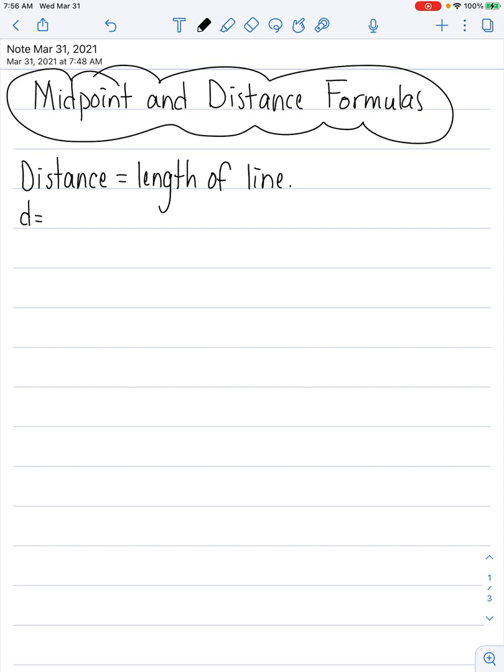Here is your formula. Distance equals, and you're going to draw a large square root symbol. Again, be sure you write exactly what I write. This is a mathematical relationship, so accuracy is important. The square root of the second x minus the first x squared plus the second y minus the first y squared. So this is how we're going to find the distance between 2 points, or how long a line is.